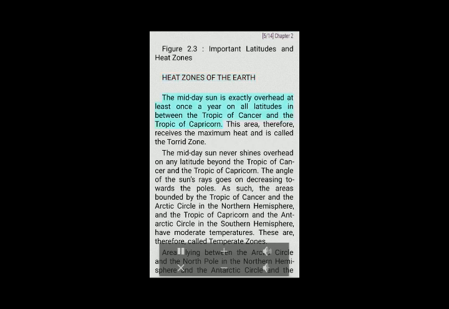Heat zones of the Earth. The midday sun is exactly overhead at least once a year on all latitudes in between the Tropic of Cancer and the Tropic of Capricorn. This area, therefore, receives the maximum heat and is called the torrid zone.